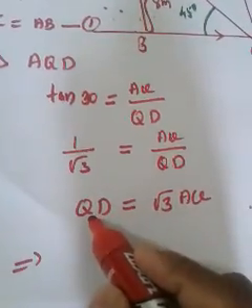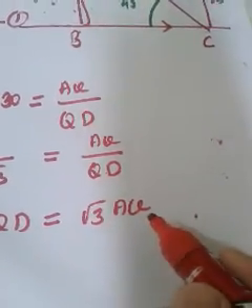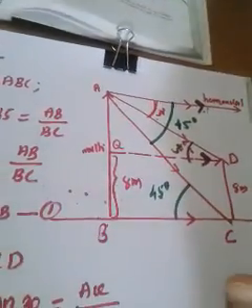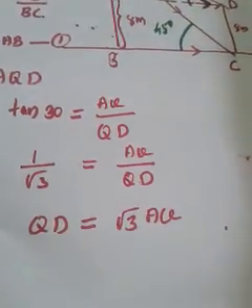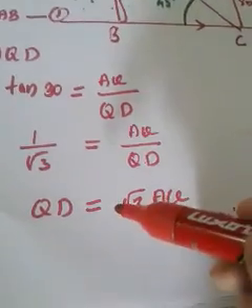And what is QD? We don't know. What is AQ? That also we don't know. It is not given. But no need to get tense. From this, you may feel that from the second right triangle also we are not getting anything, so the method is wrong. Not like that. Stay relaxed. I will show you.